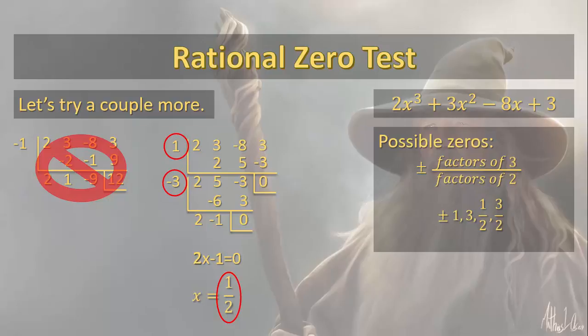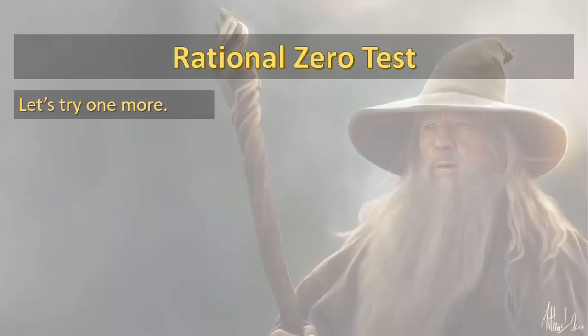That means that that's where they cross the x-axis. That's really going to help us figure out how to graph these beasts. Yes, the zeros are -3, 1, and 1/2. Okay, swell. What's next? One more.